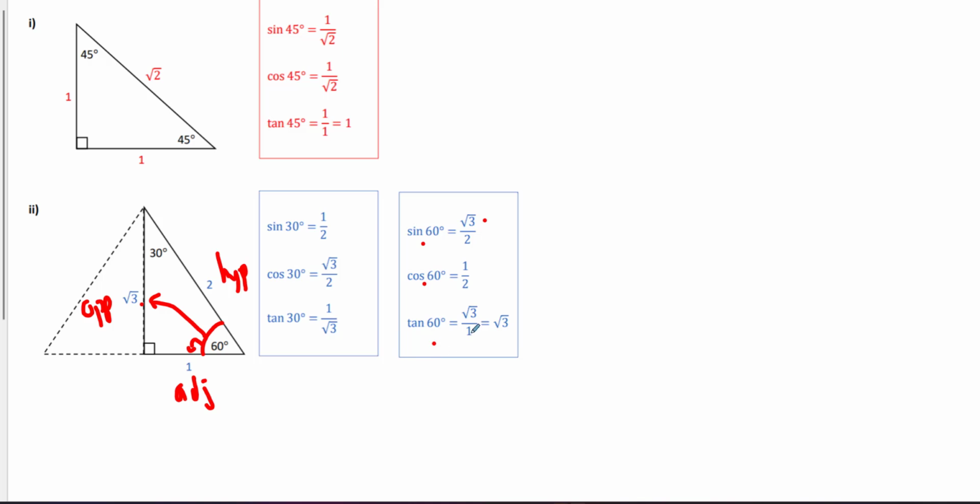So be careful when you're dealing with angles and which exact angle you're looking at, and make sure you don't mess up the triangle. Try to figure out a way to memorize this. 1, 2, 3. 1 is on the bottom, 2 is on the hypotenuse, root 3 is on the side, and then figure out where the angles go.